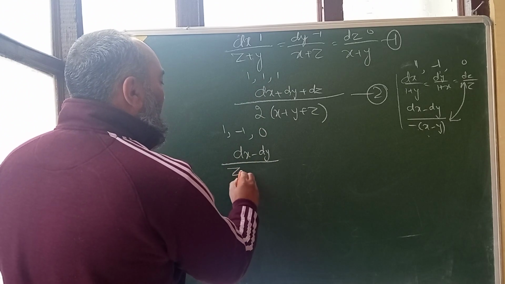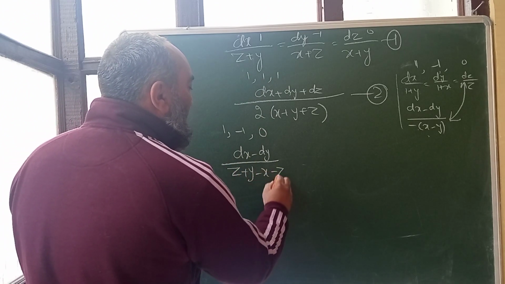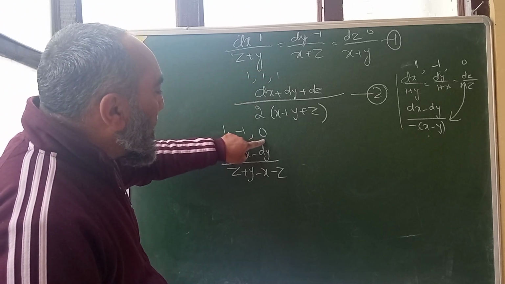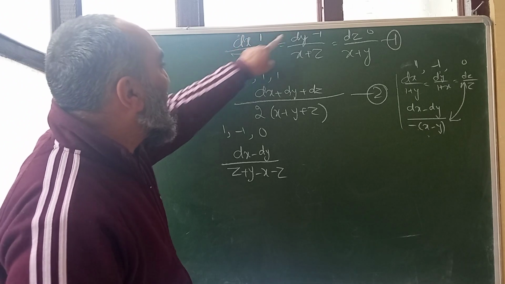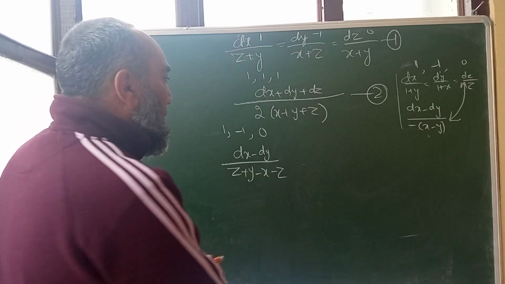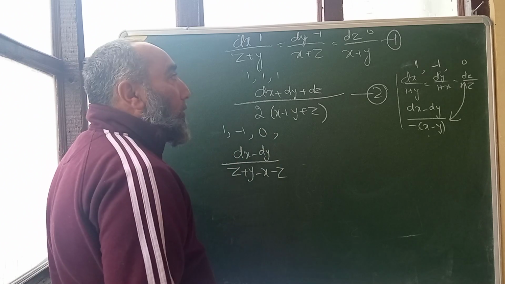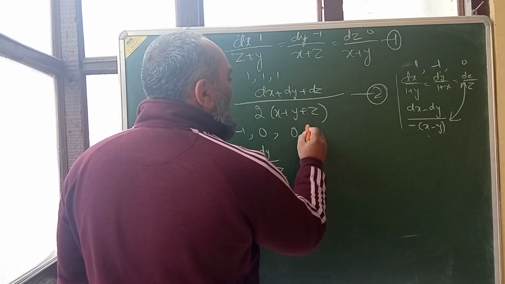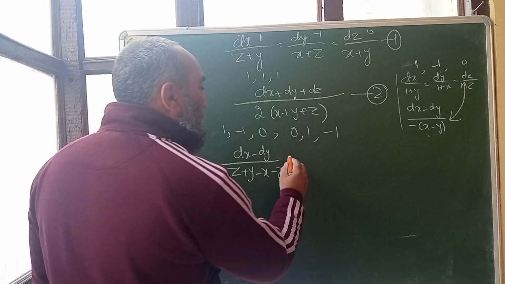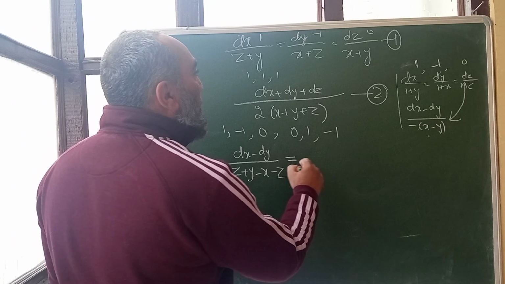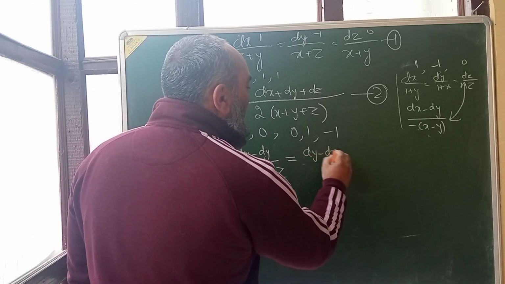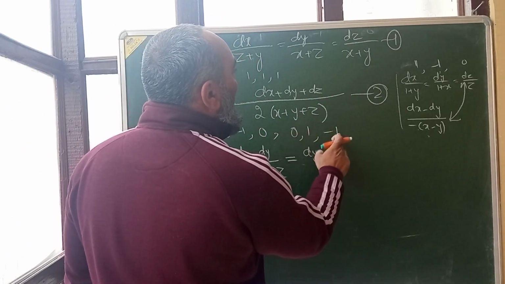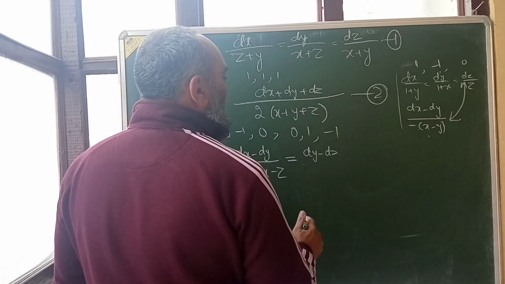Denominator is z plus y minus x minus z. Choosing 1, minus 1 and 0 as multipliers, I have got dx minus dy over z plus y minus x minus y. Let me choose one more. Choosing 0, 1 and minus 1 as multipliers, each fraction is equal to dy minus dz. I have chosen 0, 1 and minus 1. Okay, this was the first one.